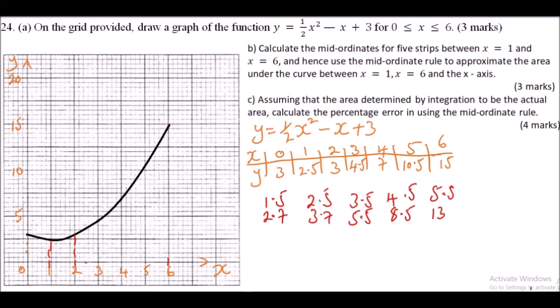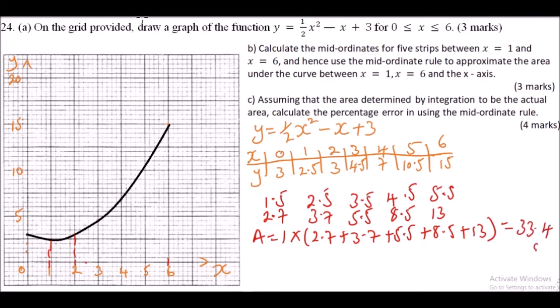So the area using the mid-ordinate rule: area is equal to the height, which is 1, multiplied by the sum of the mid-ordinates, that is 2.7 plus 3.7 plus 5.5 plus 8.5 plus 13, and that should give you the area, which is equal to 33.4 square units. So that is how you get the area.